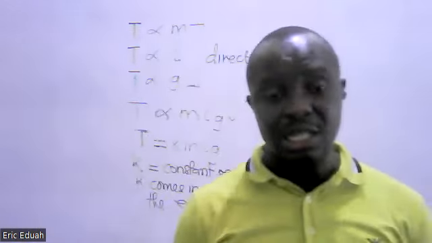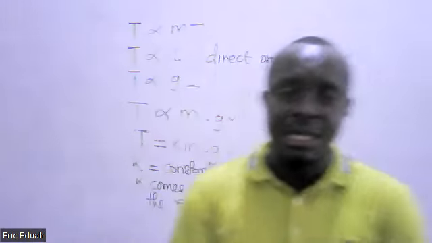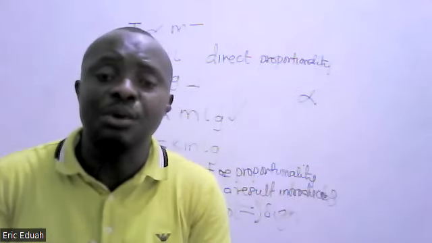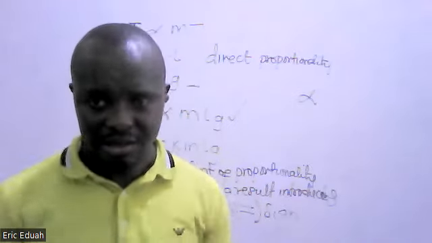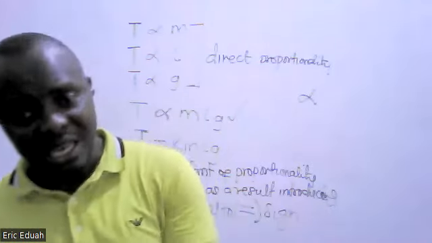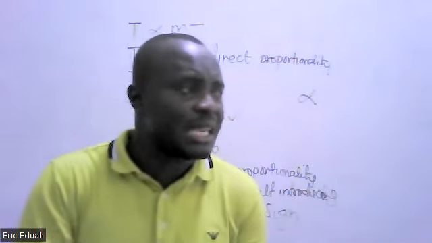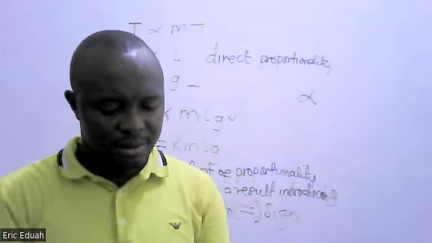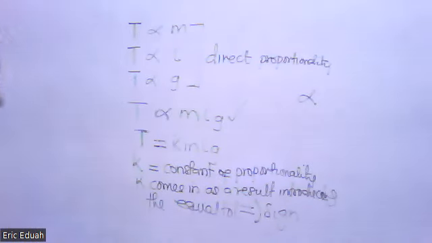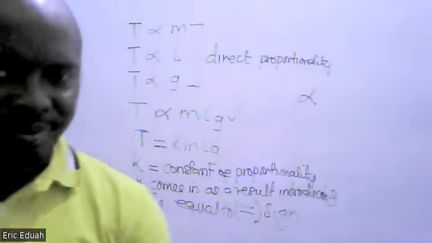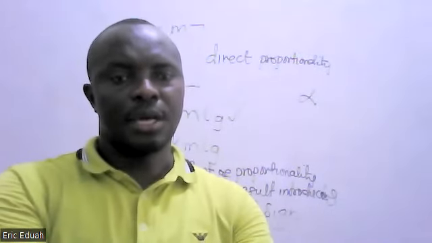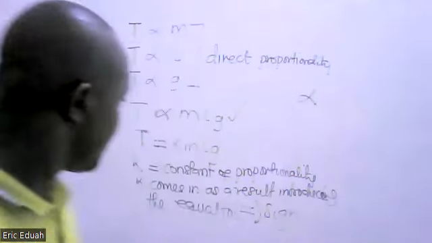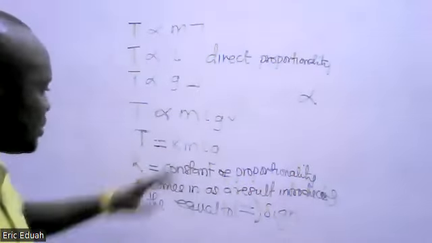And this constant of proportionality is just a variable. You can choose any letter of your choice. But most often we use K or C. So it has sort of become a norm. Is that okay? All right. So C is equal to that.